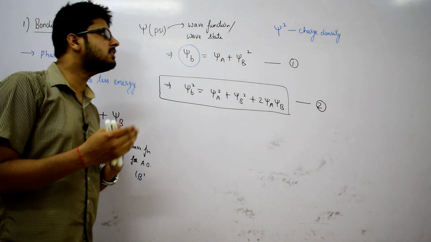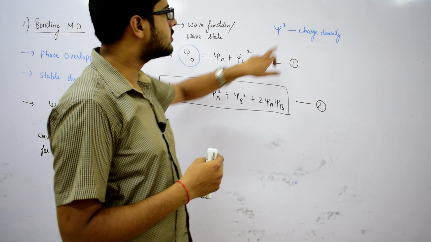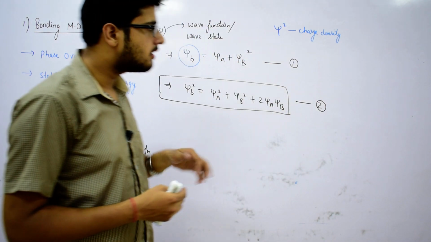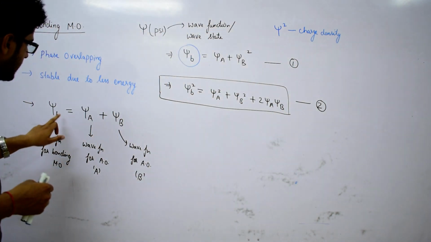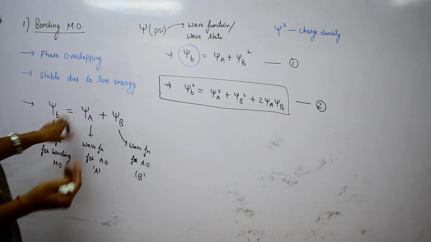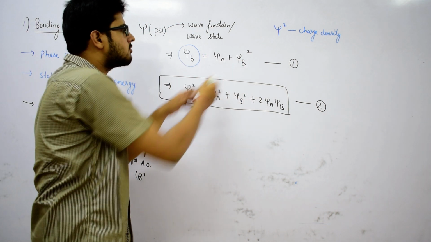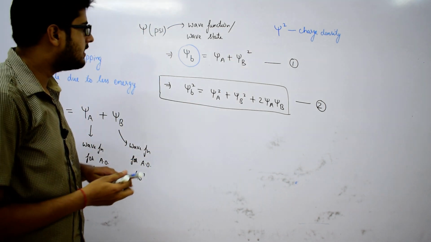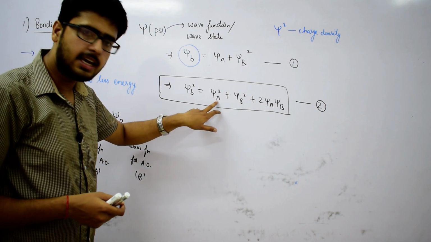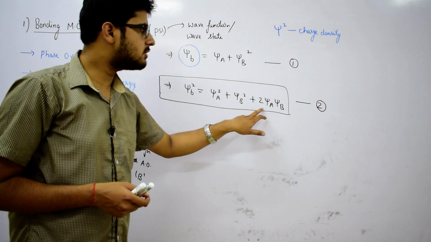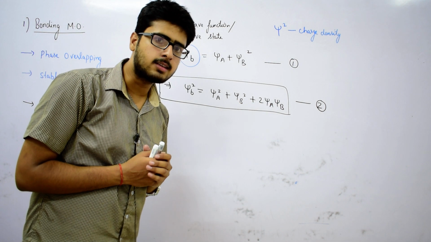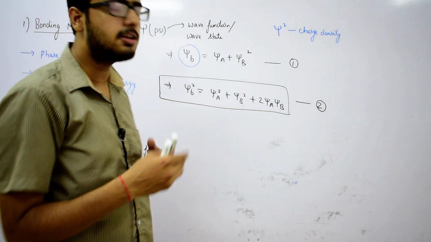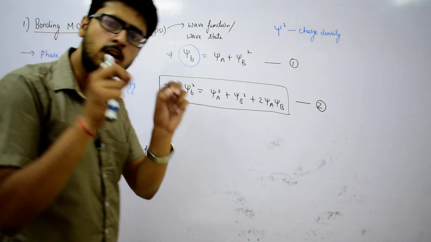Now we are introducing another term which is called psi square, and it is nothing but the charge density. So if we write the charge density equation for this form, it would be the whole square of the above equation. So it would be psi b square is equal to psi a square plus psi b square plus 2 psi a psi b. So this is the complete set of characteristic features of the bonding molecular orbital.